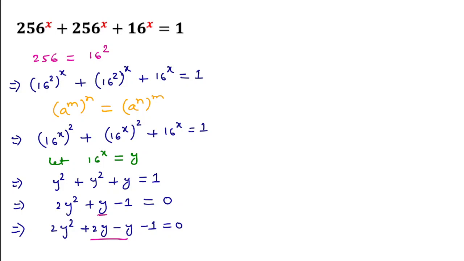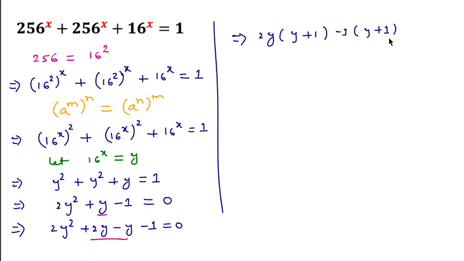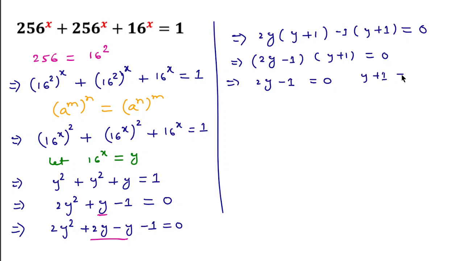Okay, after this we can write, if we take 2y common from these two terms, that is y plus 1, and I will take common minus 1 from these two terms, then we can write y plus 1 equal to 0. Now we can write this as 2y minus 1 and y plus 1 equal to 0. This means we can write 2y minus 1 equal to 0 and y plus 1 equal to 0.